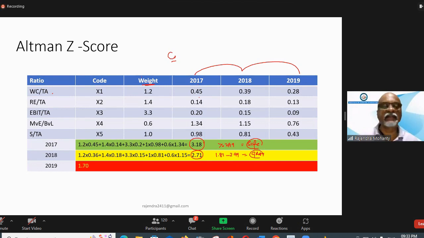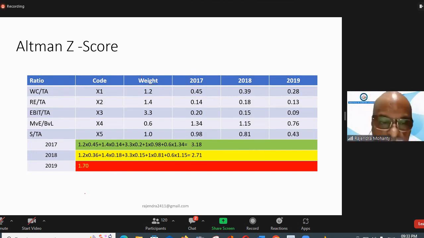But the third one, 2019, I have calculated, it comes to 1.70. So it is less than 1.81, the distress zone. Distress zone means this might go to bankruptcy within 1 year, by 2020. Okay, so this is the calculation for the Altman Z-score.